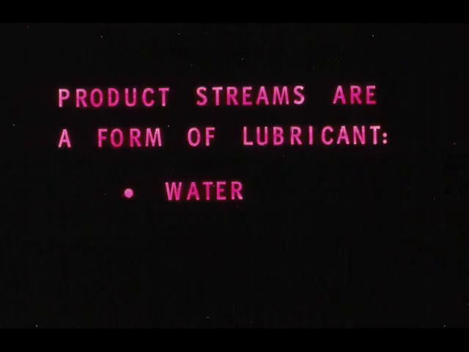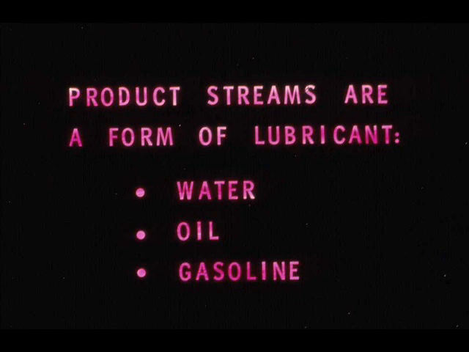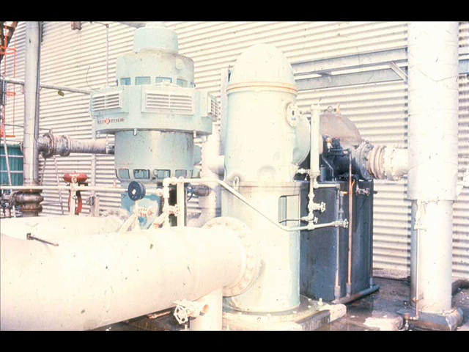Product streams are a form of lubrication sometimes used. Product stream lubrication is essentially the lubrication of parts of equipment utilizing the product flowing through the equipment. The product may be water, oil, gasoline, or any other substance produced or transferred through the machine. In vertical pumps, like the one shown here, this form of lubrication is quite often used.